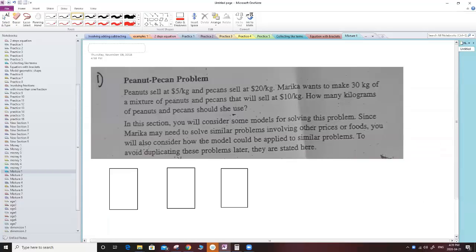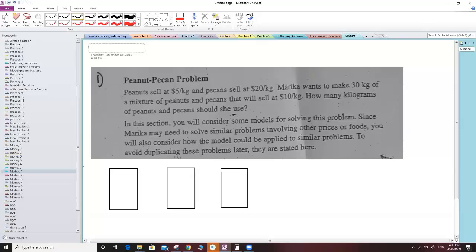Today we're going to start a new lesson about solving equation word problems, but this time it's not about money, it's about mixture. If we read this problem, it's saying peanuts sell at $5 per kilo and pecans sell at $20 per kilo. Marika wants to make 30 kilo of a mixture of peanuts and pecans that will sell at $10 per kilo. How many kilograms of peanuts and pecans should she use?